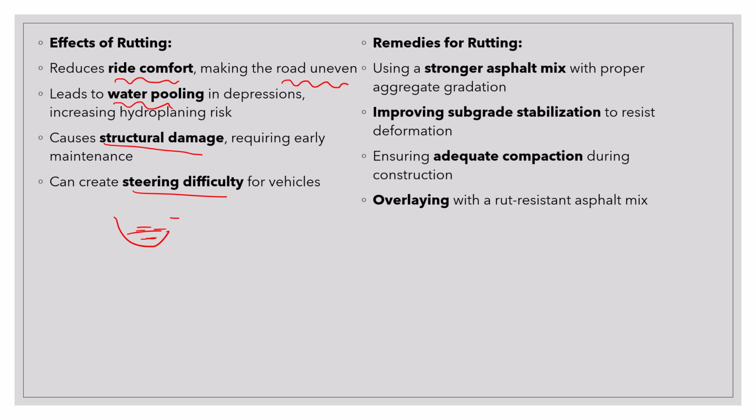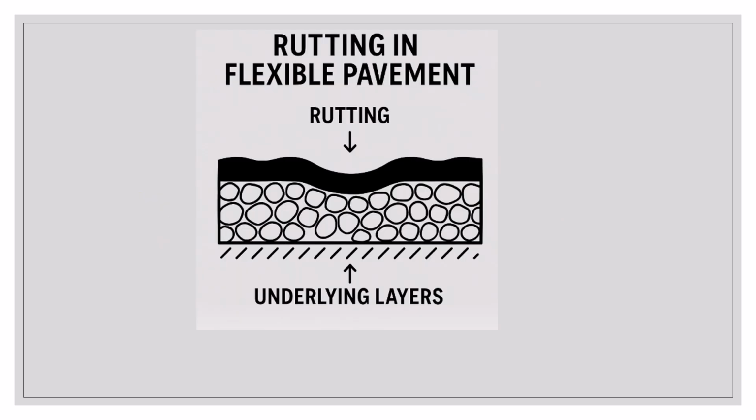The remedies for rutting are, we can use stronger asphalt mix with proper aggregate gradation, and we can improve the subgrade strength, that is, stabilize the subgrade. Adequate compaction should be provided during the construction phase, and rut resistant asphalt mix can be used for overlaying purposes. This is a diagram that shows rutting in flexible pavement. We can see the depression. Hope it is clear. Thank you.